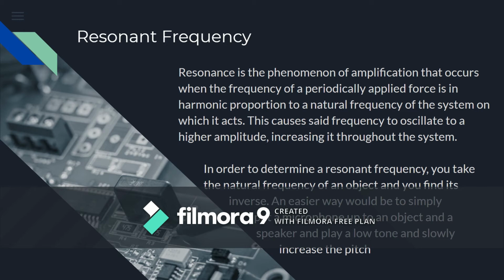In order to determine a resonant frequency, you take the natural frequency of an object and you find its inverse. An easier way to do this would simply be to put a microphone up to an object and a speaker and play a low tone and slowly increase the pitch.